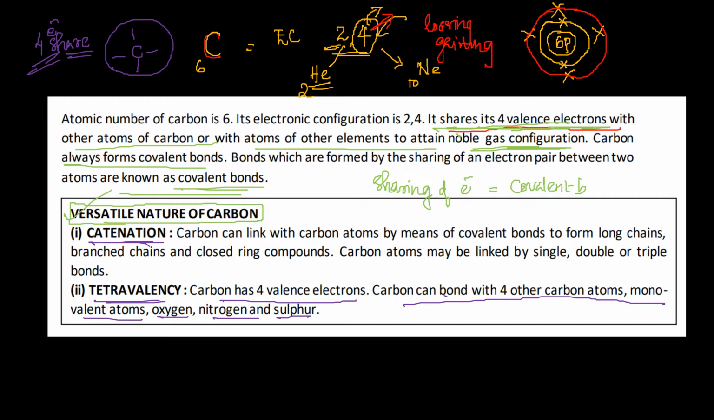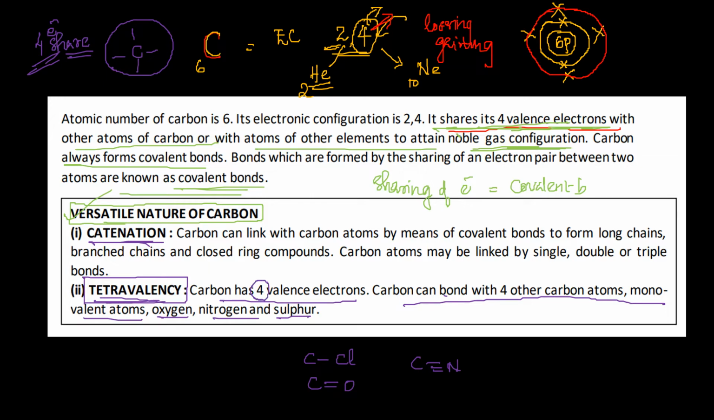For example, I will show you. Carbon bonded with chlorine, carbon bonded with oxygen, carbon bonded with nitrogen. So what will it do? It will share its electrons to attain the nearest noble gas configuration. That is what is called tetravalency. What is the valency of carbon? The valency of carbon is 4.